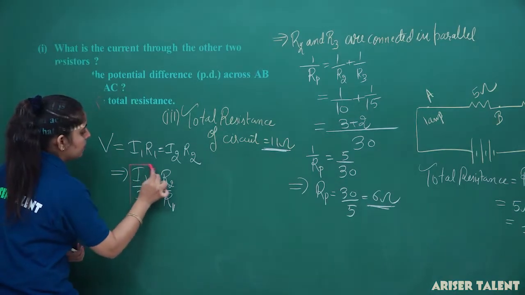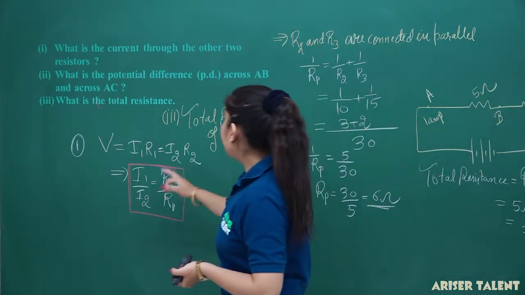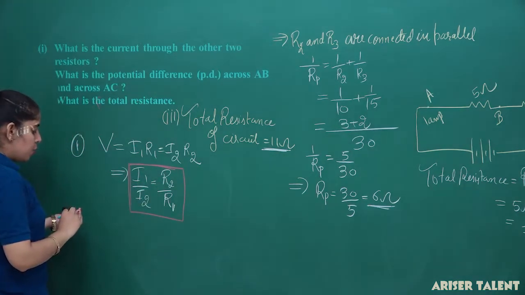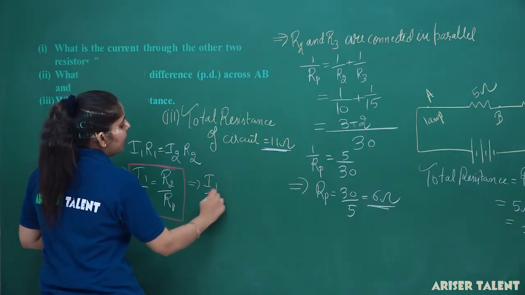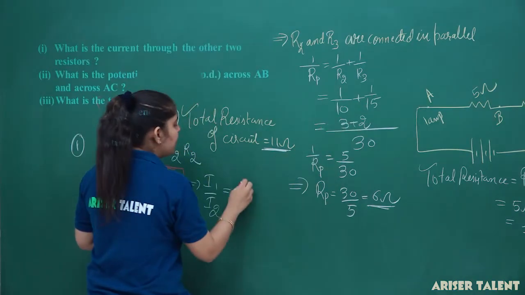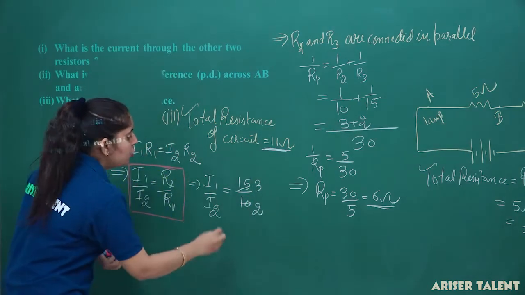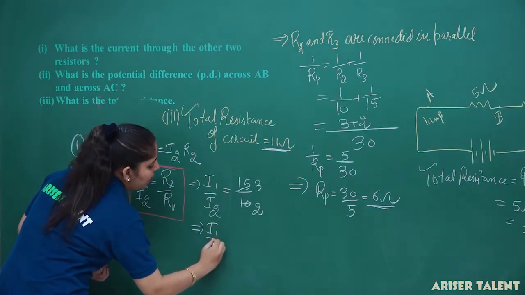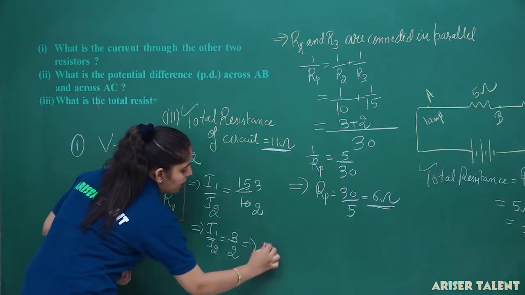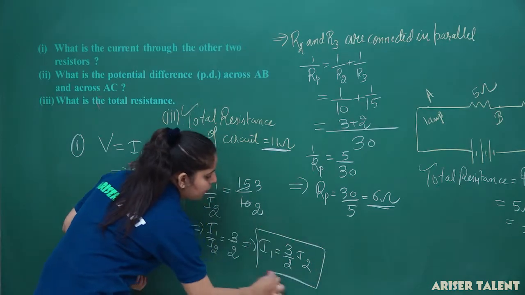So we will see that current and resistance are showing inverse variation here, that is I1 upon I2 will be equal to R2 upon R1. Now I1 upon I2 will give you the value of resistances as 15 and 10. So it came out to be 15 upon 10, and it will give you 3 upon 2. So I can write here I1 upon I2 equal to 3 upon 2, or I1 equal to 3 upon 2 I2. So this is the value of I1 I am getting from here.